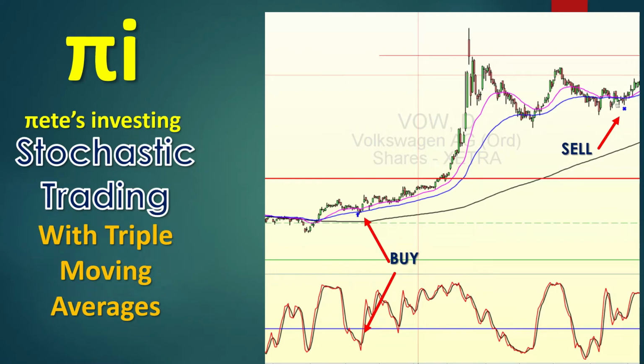In this edition, we'll be talking about trading using the stochastic coupled with a triple moving average and applying a percentage gain and average down approach.